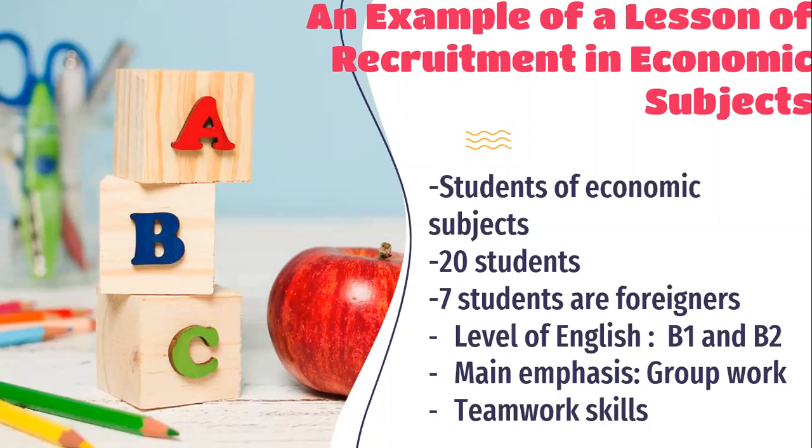An example of a lesson on recruitment in an economic subject. This lesson has been designed for students of economic subjects. The class consists of 20 students, 7 of them are foreigners from different countries. The level of English is between B1 and B2. The students are used to working in international groups, enjoying the national diversity as well as age similarity. The main emphasis of the sample lesson is on pair work or group work.